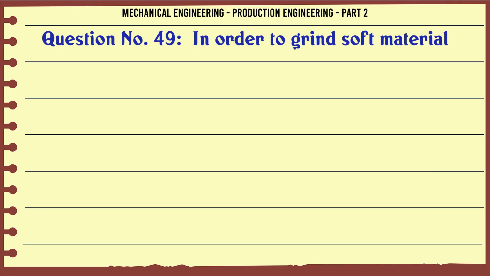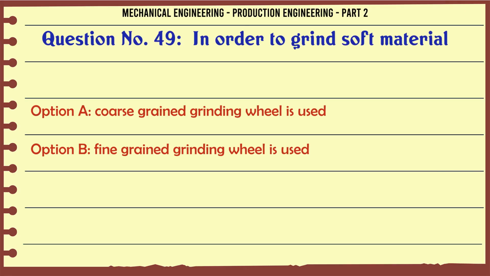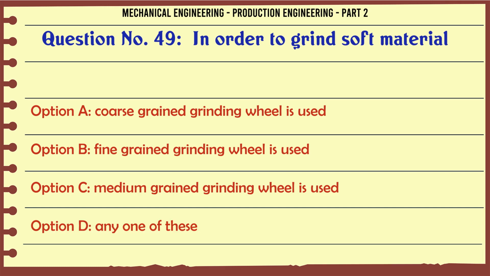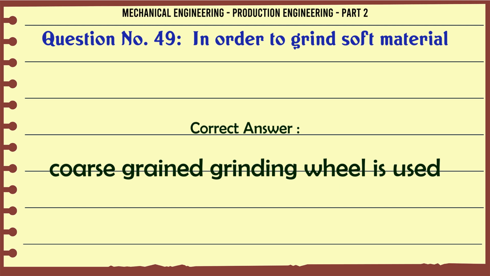In order to grind soft material, A. Coarse-grained grinding wheel is used, B. Fine-grained grinding wheel is used, C. Medium-grained grinding wheel is used, D. Any one of these. The correct answer is coarse-grained grinding wheel is used.